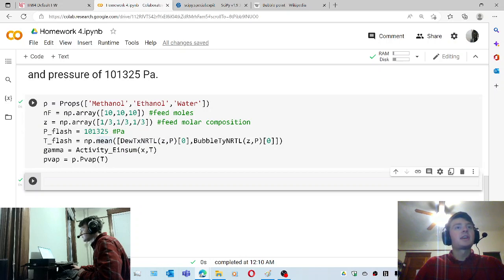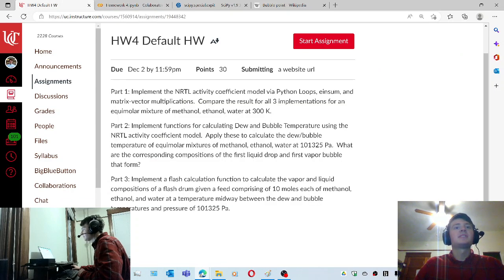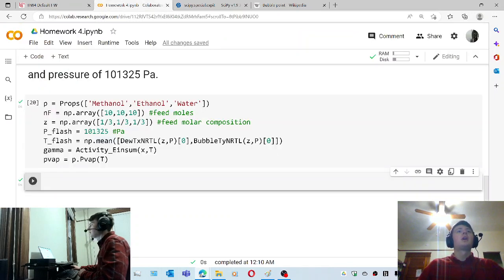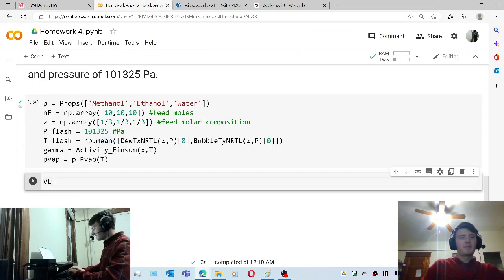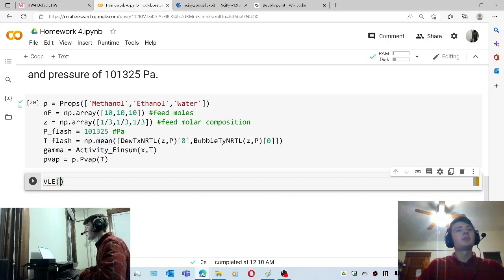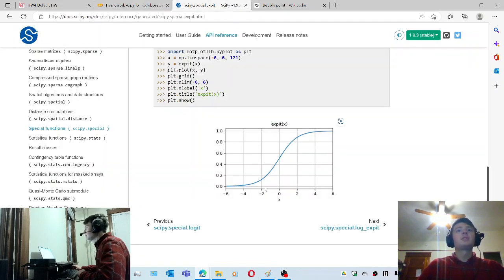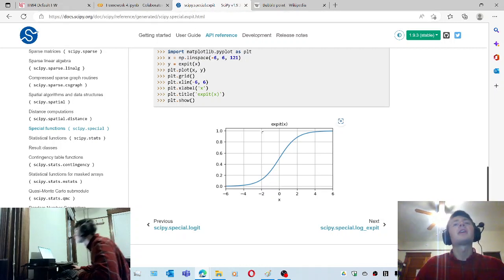So we know all this stuff, and I want to implement a flash calculation function. So I'm going to start out by actually writing a vapor-liquid equilibrium function, and then we can take the root of this vapor equilibrium function in order to solve for the flash tank's conditions. But first off, I'm going to talk about this expit. This is a SciPy optimized function. Well, actually, I don't know what library it's in. It's in SciPy special, I think.